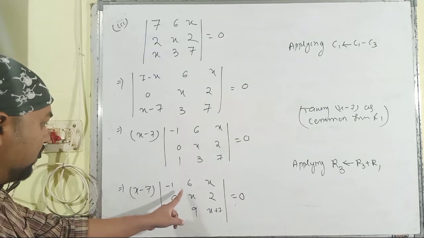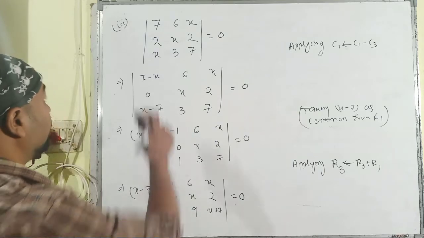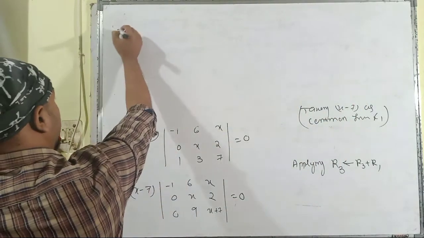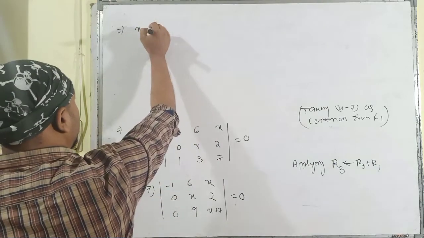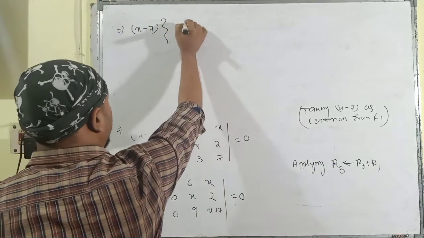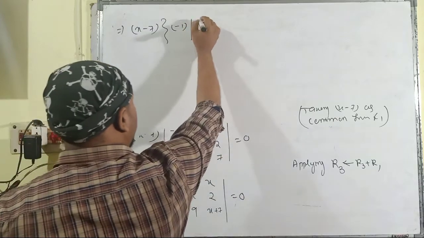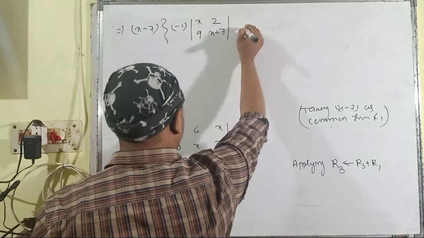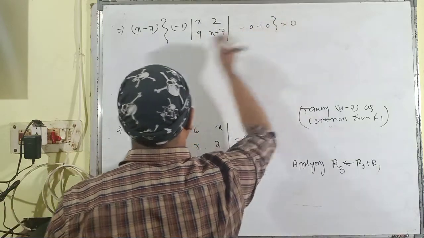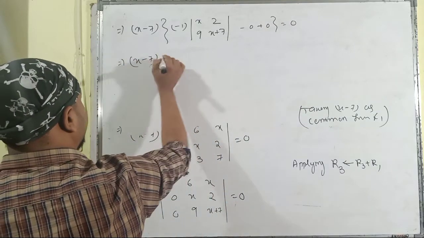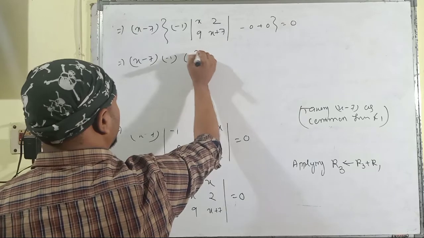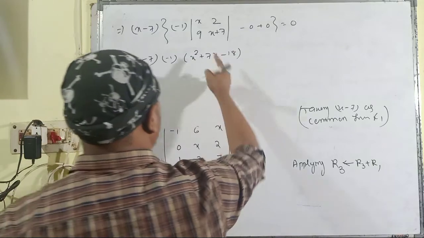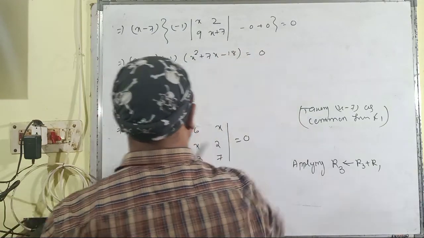Then we have to expand this determinant along the first column. Expanding along the first column, we are getting x minus 7 multiplied with minus 1 multiplied with the determinant of x, 2, then 9, x plus 7, minus 0 plus 0. So this will be x minus 7 multiplied with minus 1, this is x square plus 7x minus 18, and this is equal to 0.